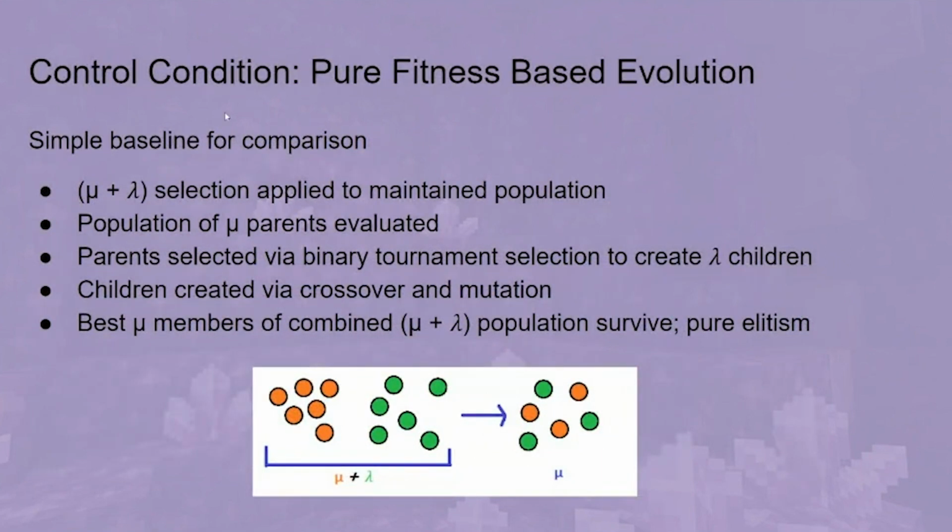So our controlled condition used a pure fitness based approach, which essentially means that we used a mu plus lambda selection, which was applied to a maintained population. This population of mu parents were evaluated, and parents are selected via binary tournament selection in order to create our lambda children. And then these children are created through crossover and mutation. And our best mu members of the combined mu plus lambda population were the ones that survived.